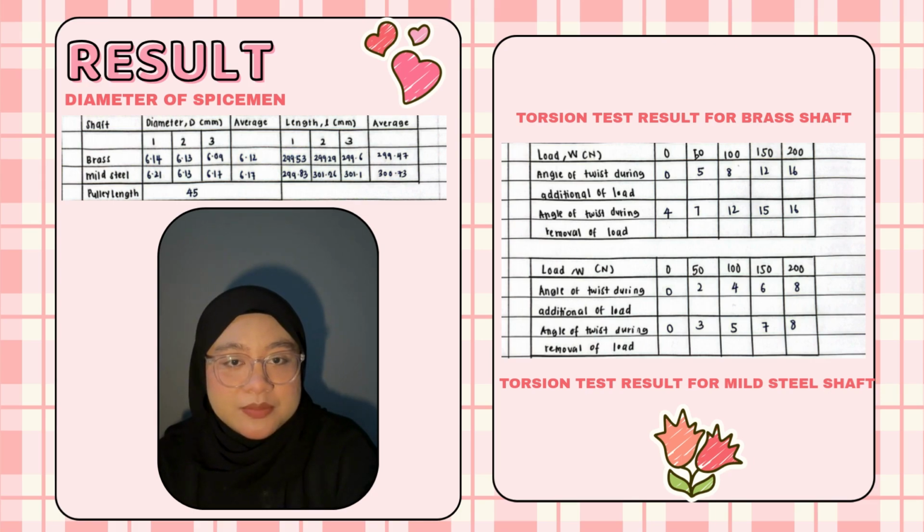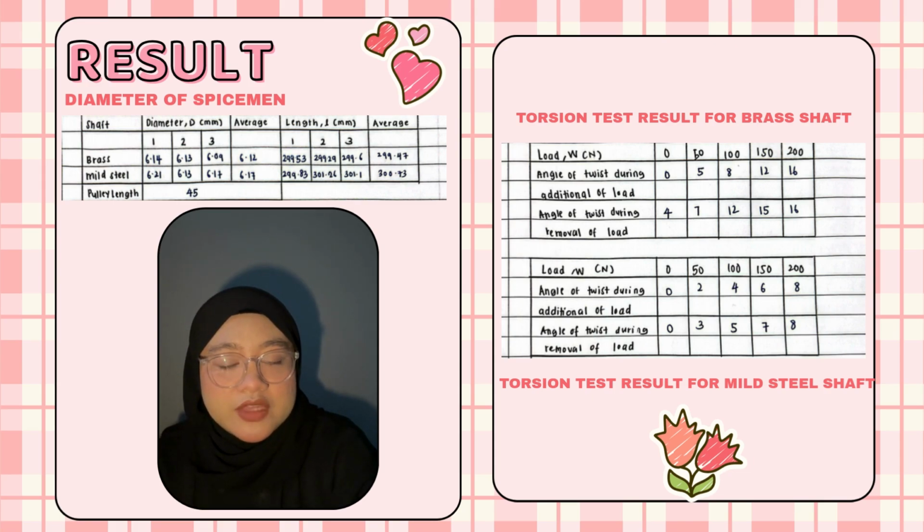For the next presentation, I will explain the results obtained from the torsion test experiment, focusing on the dimensions and the torsional behavior of brass and mild steel shafts. First, I will explain table 1, which shows the diameter and length measurements of the test specimens. For each shaft, the diameter was measured 3 times to reduce error and an average value was calculated.